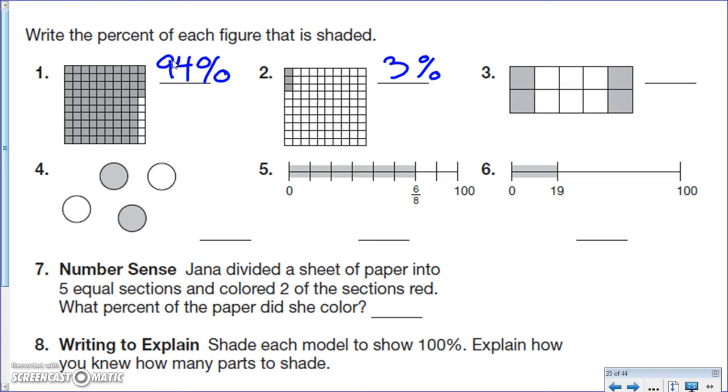For 3, we have 4 blocks there, and we have 10 total. So we have 4 out of 10, we're going to need to get that fraction up to 100. To go from 10 to 100, we have to multiply by 10, and whatever we do to the bottom of a fraction, we have to do to the top to keep it equivalent. So 4 times 10 is 40, which makes 40%.